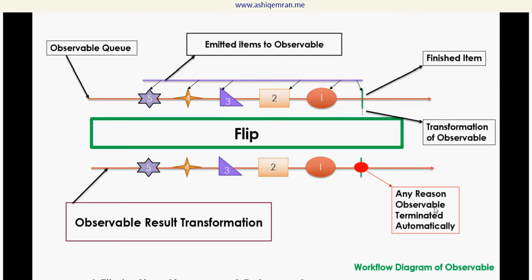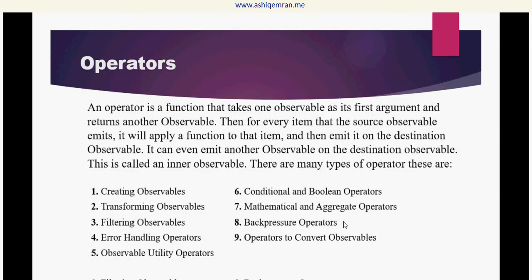For any reason, the observable terminates automatically. So the observable will terminate if any reason or any kind of error happens here. So this is the process of how observable works, and we have operators here.